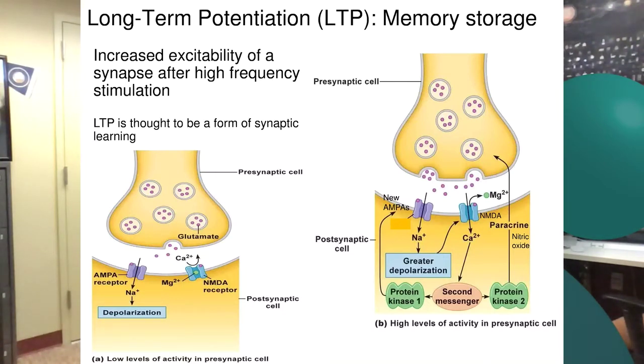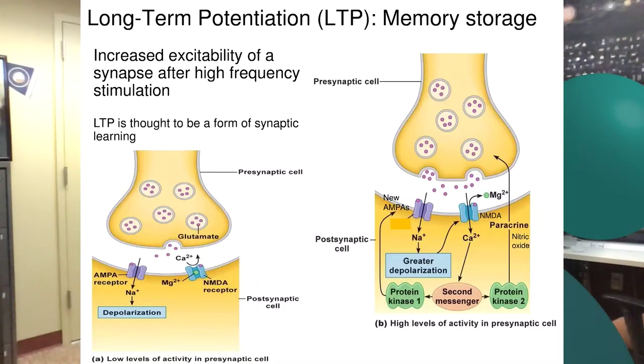So first thing you need to know is in the presynaptic cell, and this is mainly what's occurring in the hippocampus. So the presynaptic cell there, the neurotransmitter involved is glutamate. You need to know that. And glutamate binds to receptors on the postsynaptic cell, and there are two types. One is called an AMPA receptor, and the other one is called the NMDA receptor. So you can see that they do two different things.